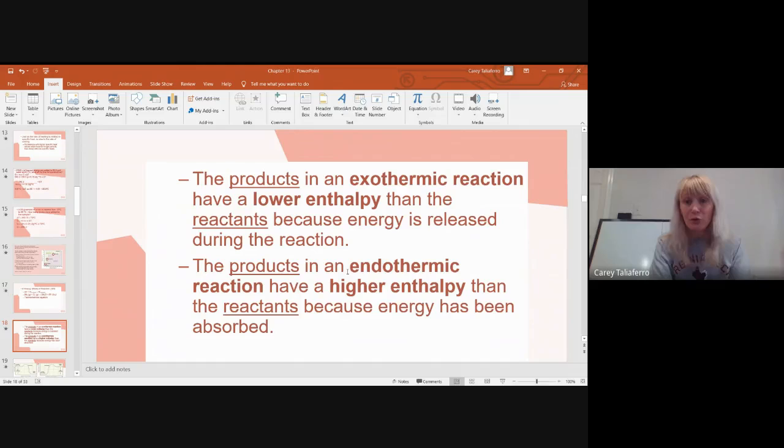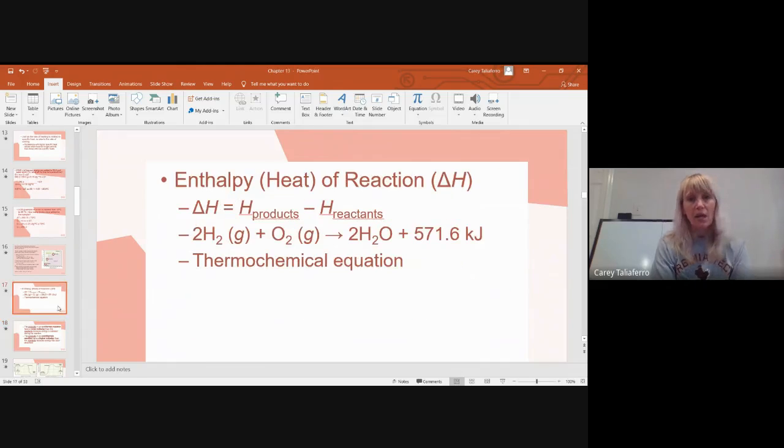If you have an endothermic reaction, that means energy is put into the system in order to make it go. The products end up with a higher enthalpy than the reactants. And again, let's go back. If the product value, the delta H value or the enthalpy value is greater than the reactants value, then you're going to get a positive number. That means it's endothermic. It's an endothermic process.